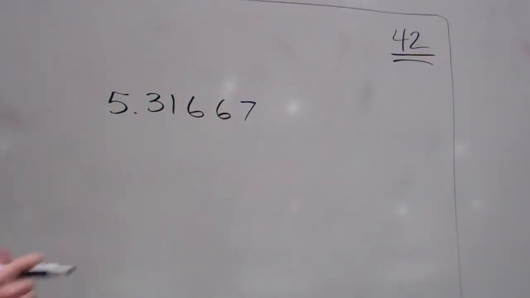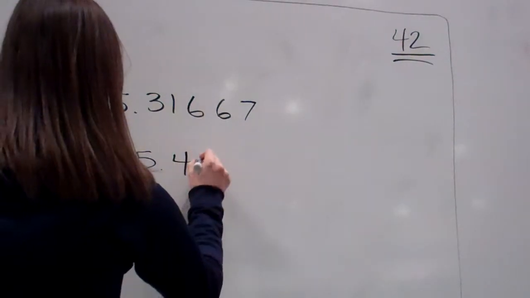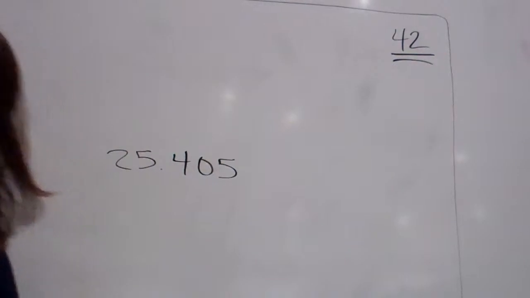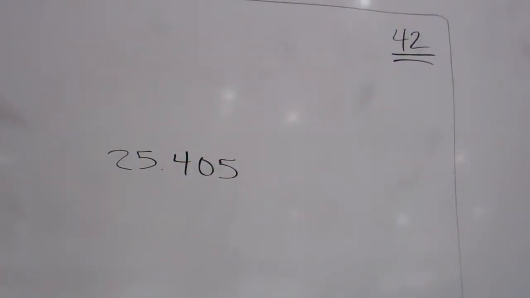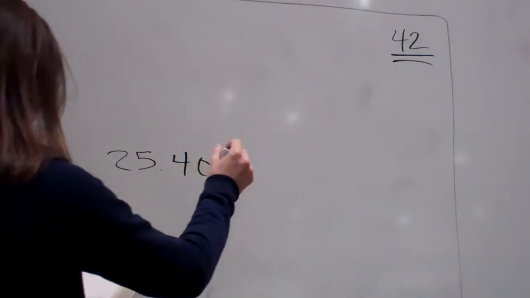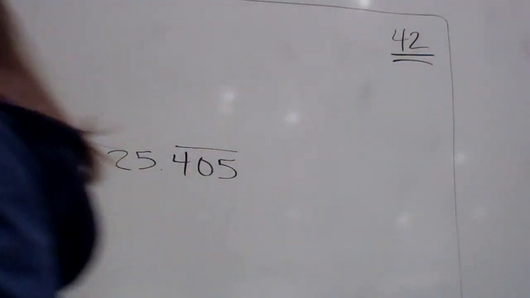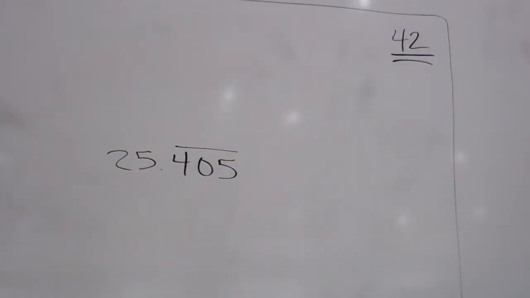All right, try this next one. On your paper, do that one. Rounded to 5 decimal places. There is no bar. Sorry. You're right, Wayne. Thank you. Round it to 5 decimal places.